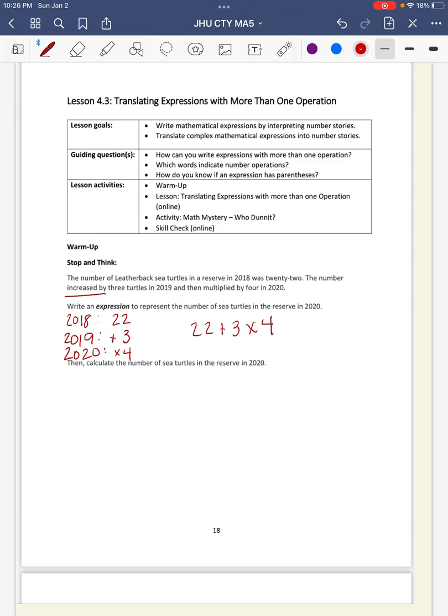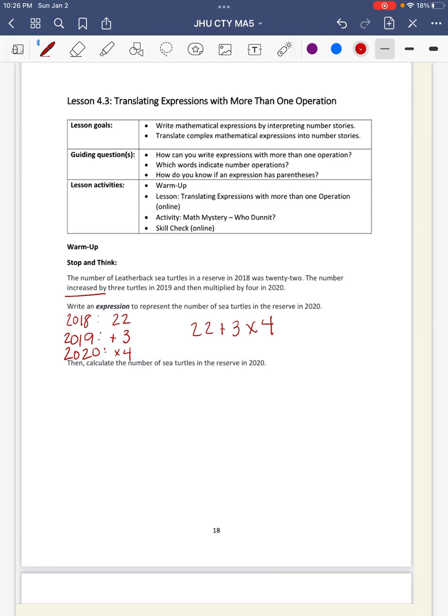Am I finished? Okay, one of our guiding questions says, how will I know when I need parentheses? Well, let's think about this problem. Let's give it the context. So these numbers came in a specific order that was important. I didn't just start with 3 turtles that multiplied to 4 and then added on 22 at the end. I did this in a specific chronological order. So when things have to be in a chronological specific order like that, you're going to want to see if you need parentheses in the problem.